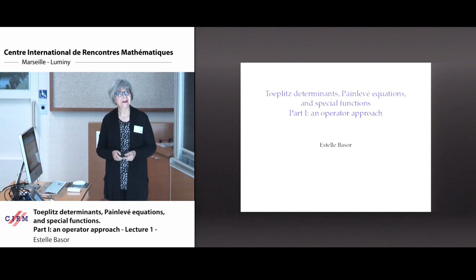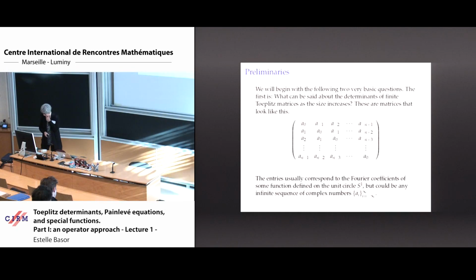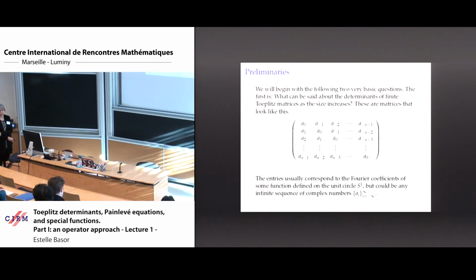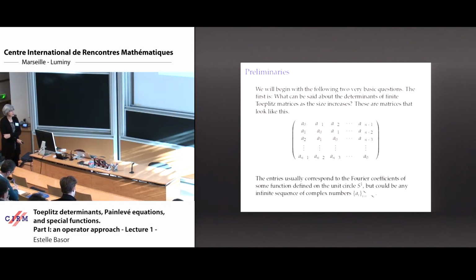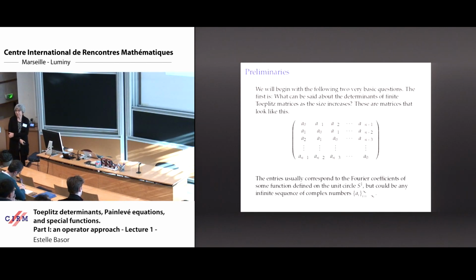So let's just begin. A finite Toeplitz matrix has that structure. It's an n by n matrix. It has constants running down all the diagonals. And usually the entries correspond to the Fourier coefficients of some periodic function defined on the circle. But actually, you could consider these for any infinite sequence whatsoever. But our focus will be always from the Fourier coefficient approach.